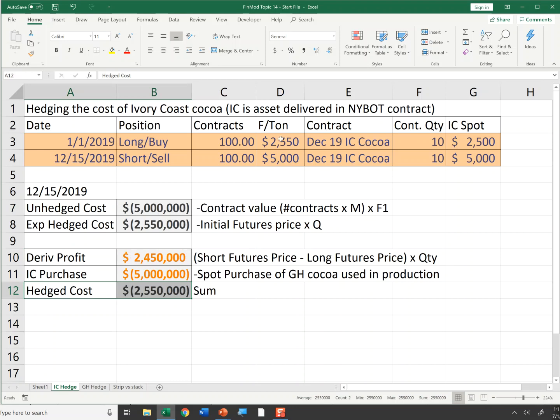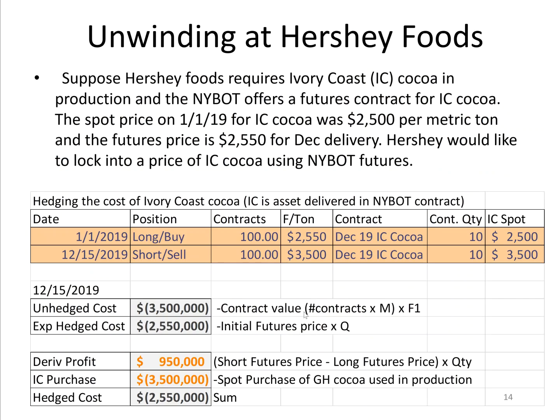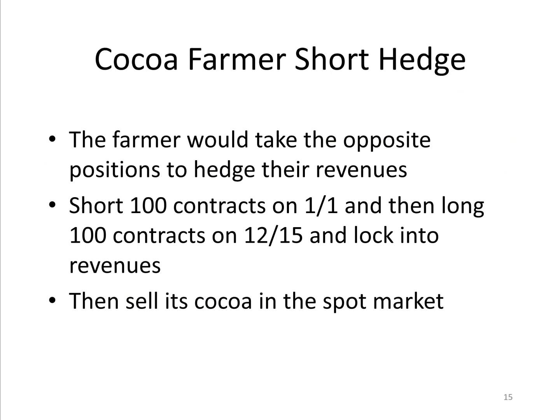So this is how firms like Hershey that need to buy a commodity in the future can lock into that futures price without actually taking delivery of the asset, by unwinding, taking the opposite position in the contract prior to maturity. So this is unwinding at Hershey Foods.